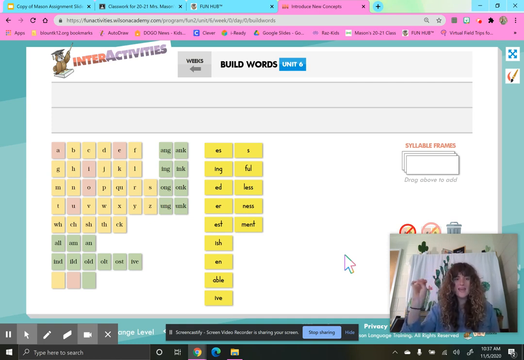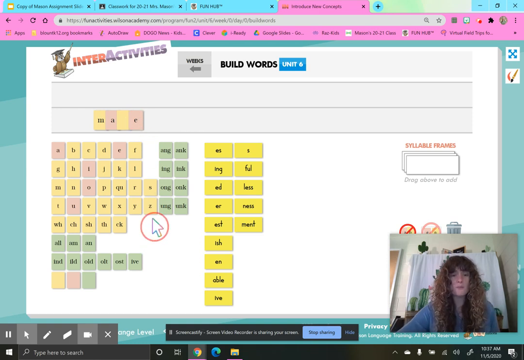A-Z, maze. What says M? What says A? A. What says Z? Z or S. So I'm going to put a blank tile here. And what's going to make that A say its name? That busy, bossy E.